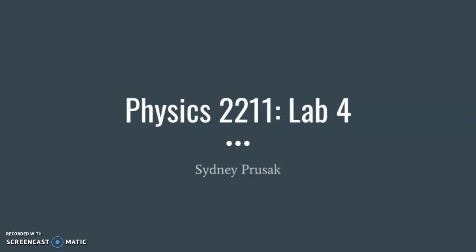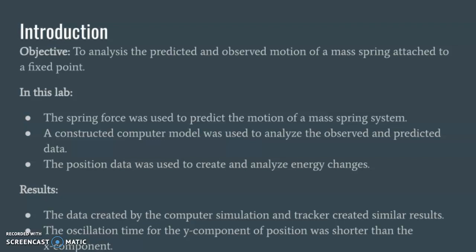This is my presentation for Lab 4 from Physics 2211. The goal of this experiment was to analyze the predicted and observed motion of a mass spring attached to a fixed point. In this lab, the spring force was used to predict the motion of a mass spring system, and a constructed computer model was used to analyze the observed and predicted data. Finally, the position data was used to create and analyze energy changes.